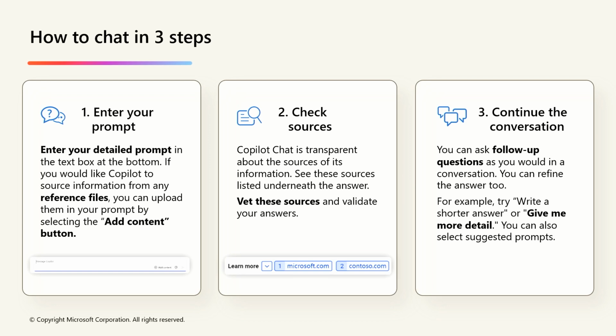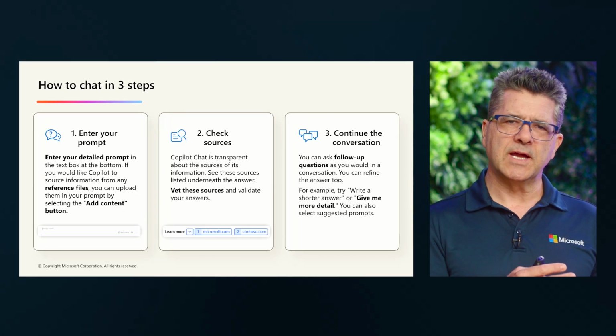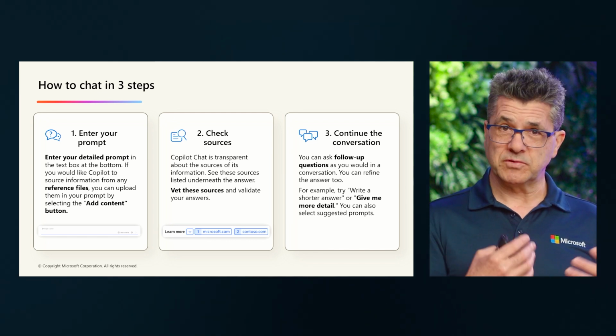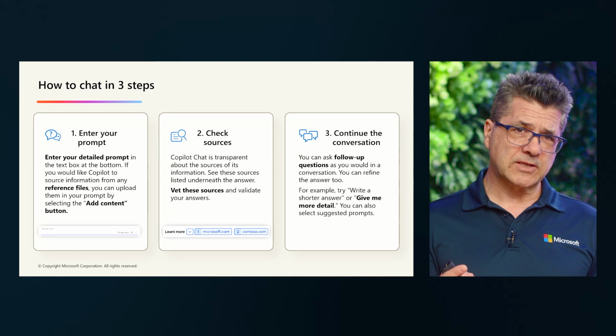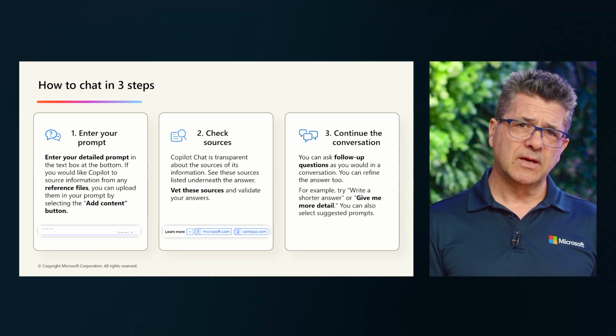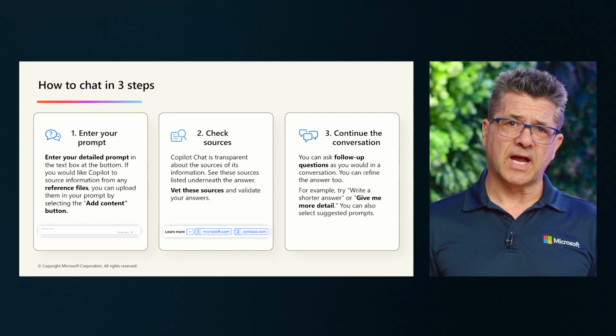So to get started, we are going to go through very simple steps. First, we are going to enter our prompt. And this could be a simple prompt, as simple as hi, I want to start a conversation, or complex prompts that I have already practiced, and maybe even ask Copilot to help me with that prompt. Next, we're going to check the sources.